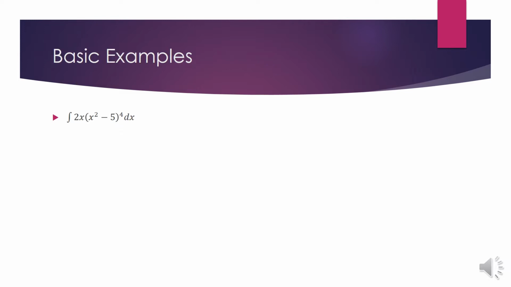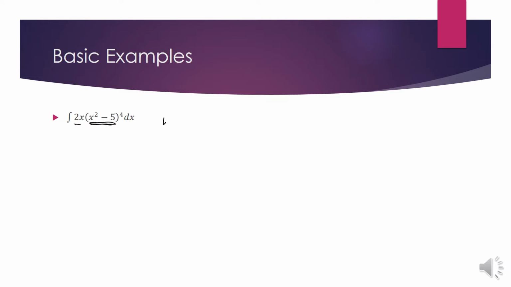So a couple basic examples. Let's first look at this integral of 2x times x squared minus 5 to the fourth. When I look at this problem, I'm saying, oh, it's multiplying, so I can't just do this out directly. So I got to do something else. But what I notice is that this 2x is the derivative of x squared minus 5. So whenever I notice that, I'm going to use my U substitution.